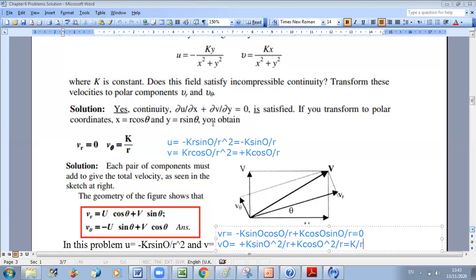Okay, I will re-explain it. So I will re-explain how to relate VR and V theta to U and V.